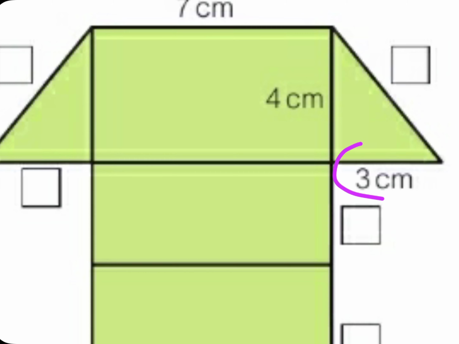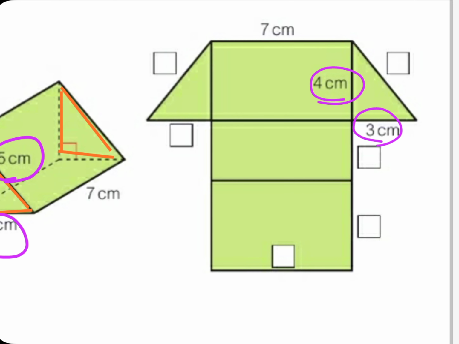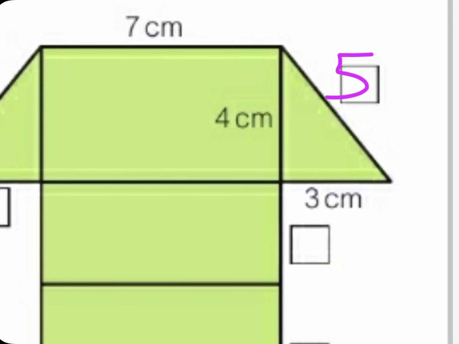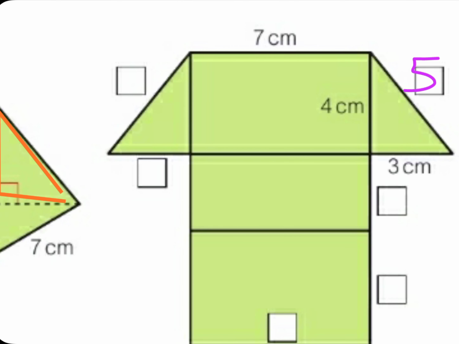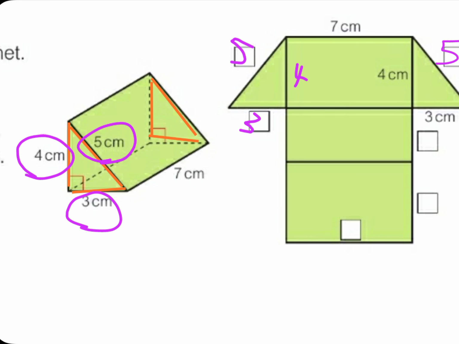We have the 3 centimeter and the 4 centimeter, the base and the height. But we don't have the 5 centimeter, so this one will be 5. Very good. So we write it here, 5. Good. So the same triangle here is the same here. So we put 3, 4, and 5. Good job. So we finished this. Now let's take a look at the other parts.